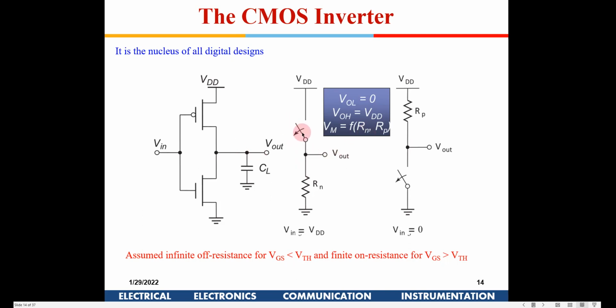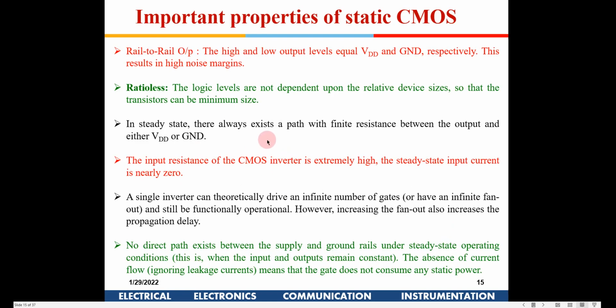So when this PMOS is off, then you will find this output node is getting charged to VDD. Okay, so this was the one, and it has gotten great advantages over all the circuits which were discussed till now. The first and foremost is rail to rail output. VOL is 0 and VOH is full VDD. So it has got a full rail to rail voltage, and hence you have a high noise margin in this circuit.